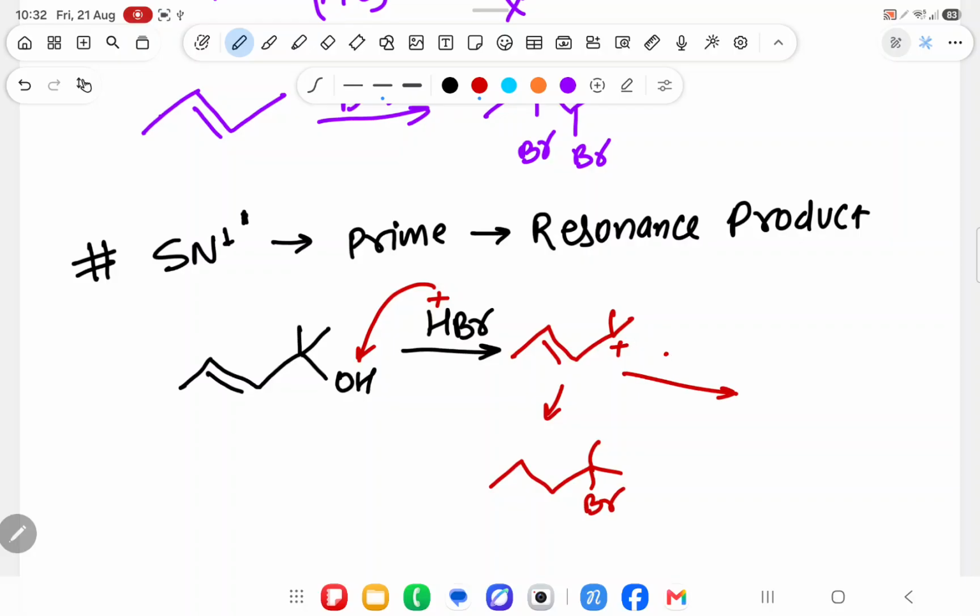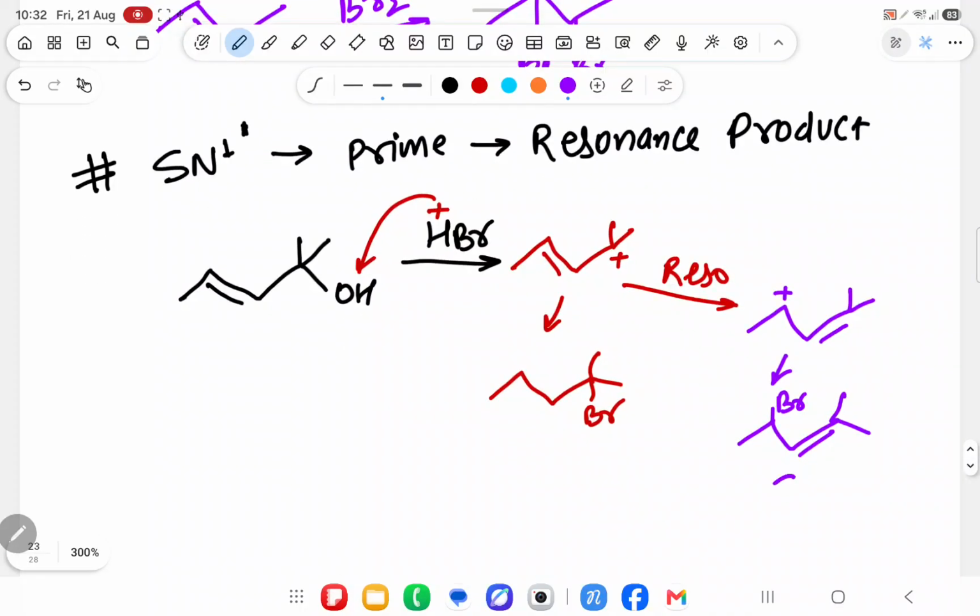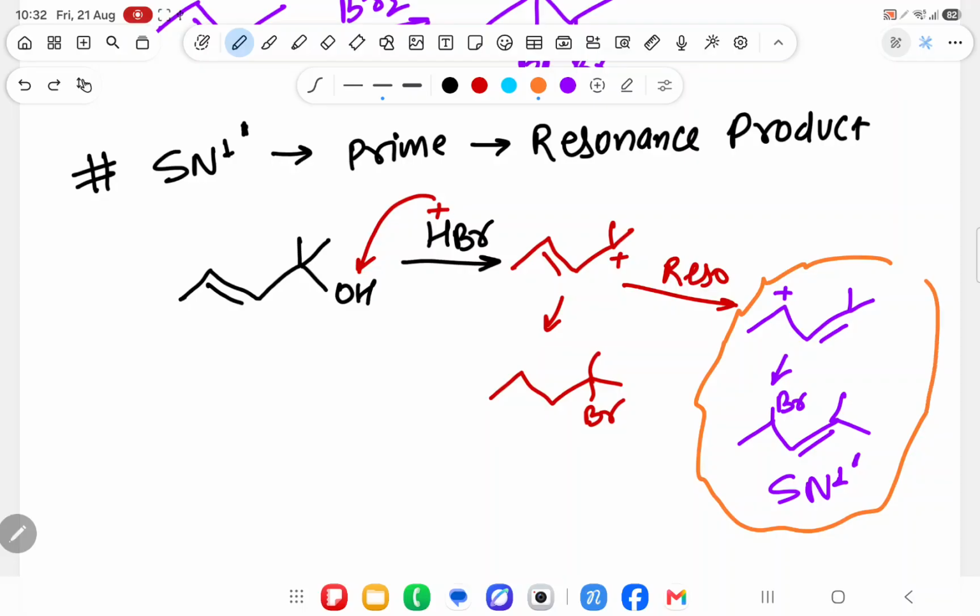Or you will do resonance. After doing resonance, you will get the double bond shifted here and the plus coming here. Any problem? Now you will attack Br over here. So this product is known as SN1 prime. After carbocation formation, whenever you do resonance, that resonance product is known as SN1 prime. This product is the simple carbocation SN1 mechanism product, but this product is known as SN1 prime.